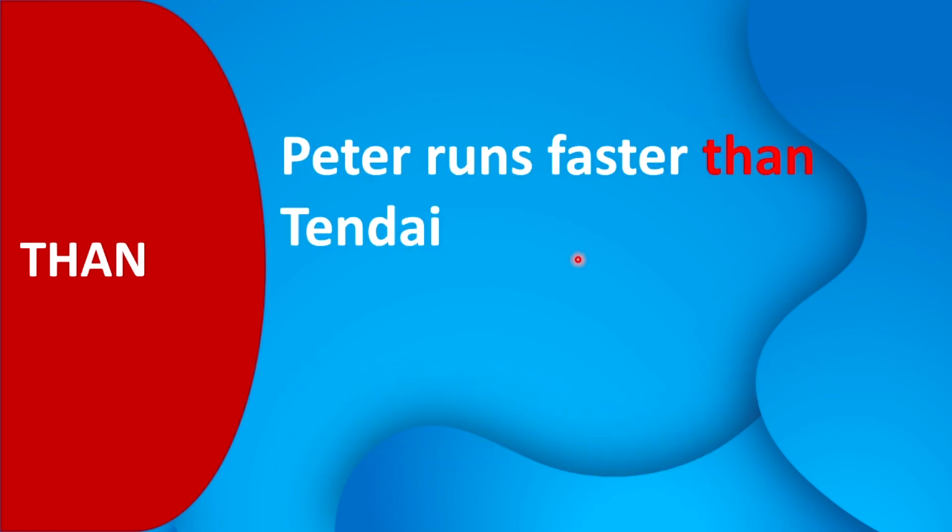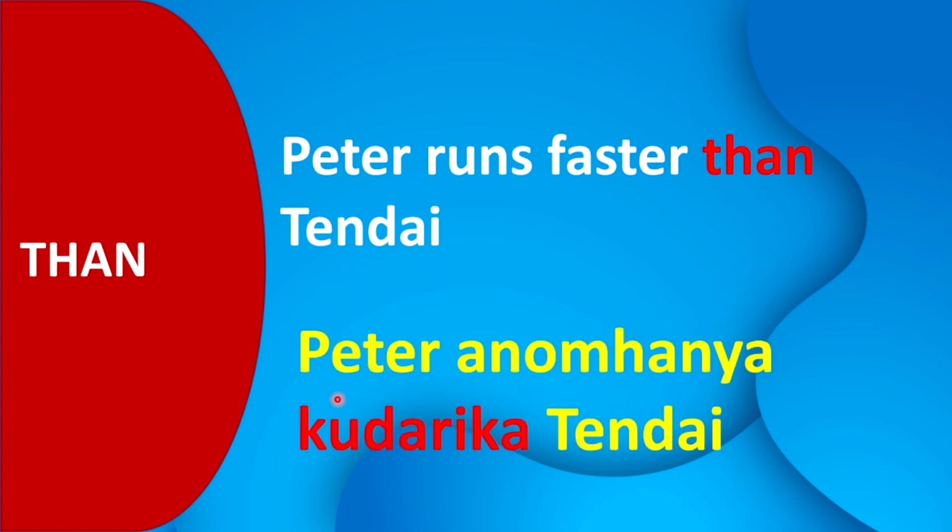Another example, Peter runs faster than Tendai. Peter anomanya kudarika Tendai. Peter runs faster. Peter anomanya than kudarika Tendai. Peter anomanya kudarika Tendai.